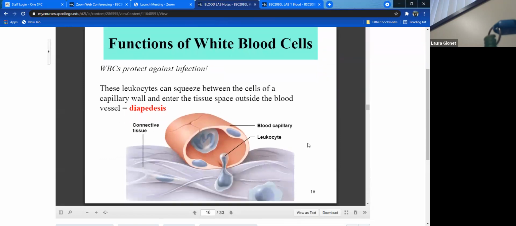So functions of white blood cells: they protect against infection. They are capable of what's called diapedesis. Here we have a little capillary, and white blood cells can squeeze through the squamous cells, where the squamous cells abut with one another, in a capillary. We'll look at that a little bit more when we get to the blood vessels, which is 2 labs away.